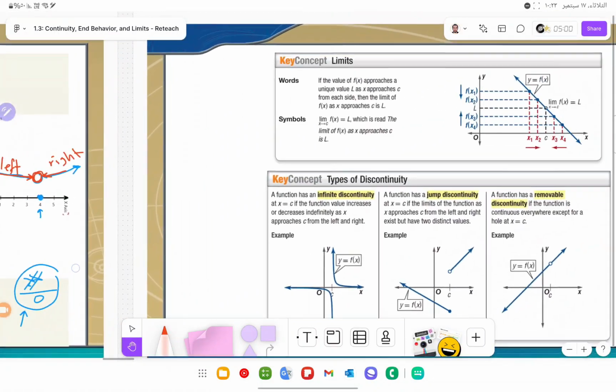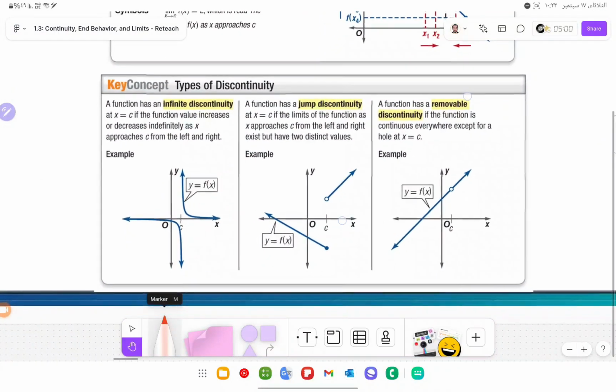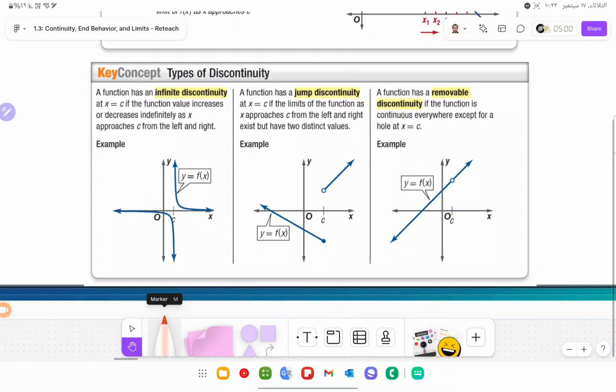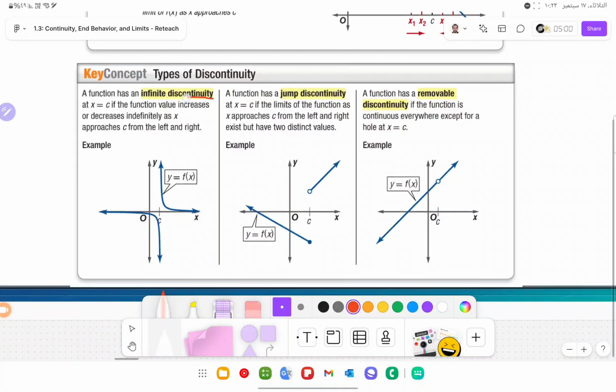Okay, now let's look at some types of discontinuity. We have different types of discontinuity for the limit here. As you can see, we have three different types. The first one we call infinite discontinuity. So what is infinite discontinuity?